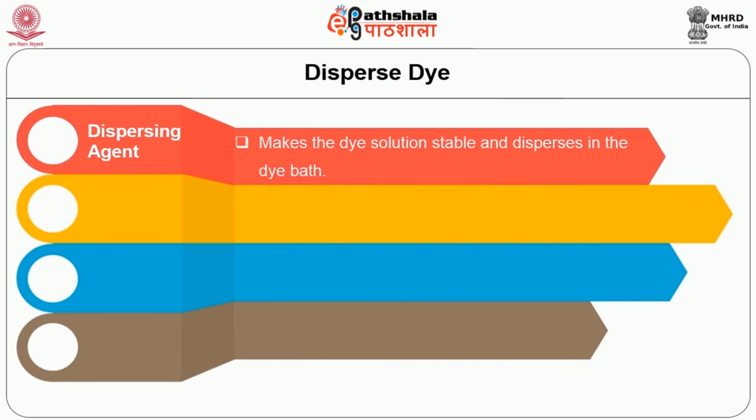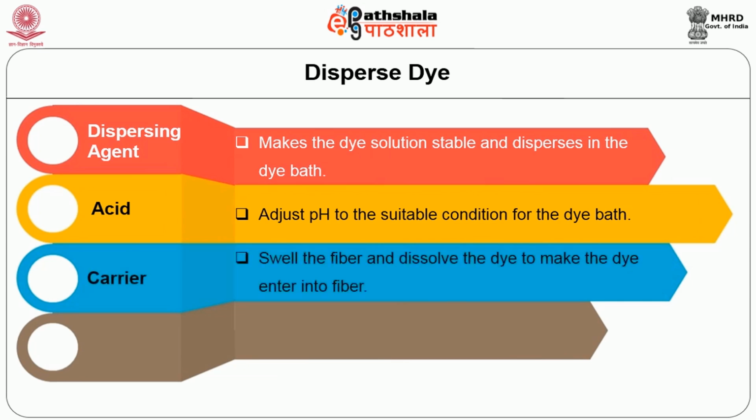In disperse dye, dispersing agent makes the dye solution stable and disperse in the dye bath. Acid, it adjusts the pH to the suitable condition for the dye bath. Carrier swells the fiber and dissolves the dye to make the dye enter into the fiber. Leveling agent, make more leveling dyeing.